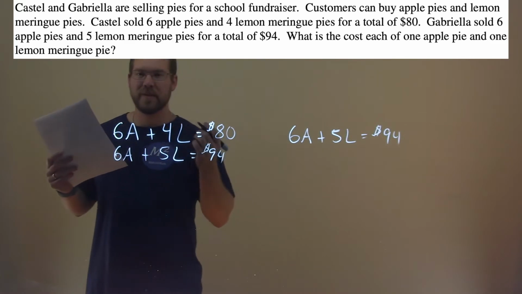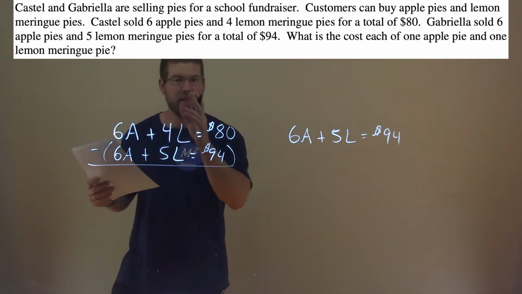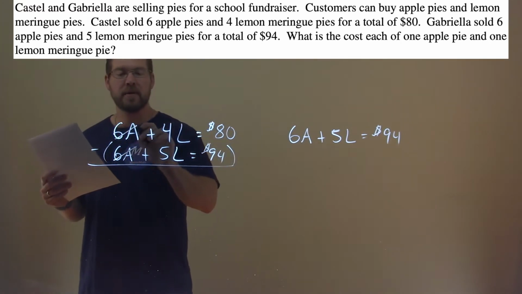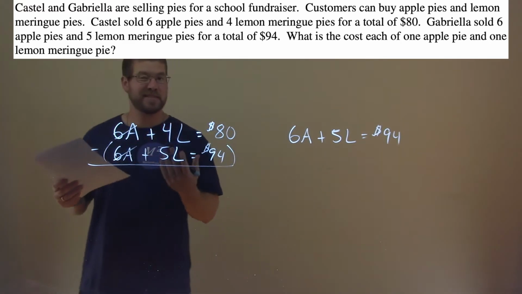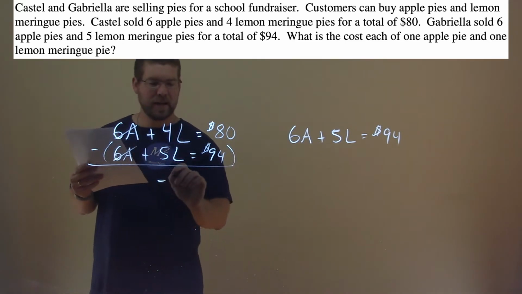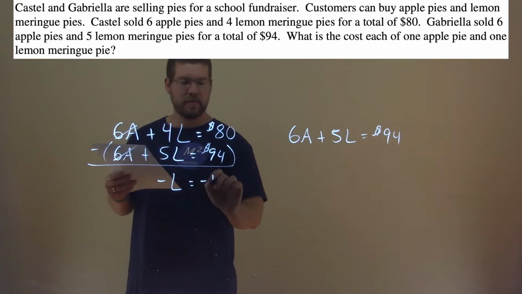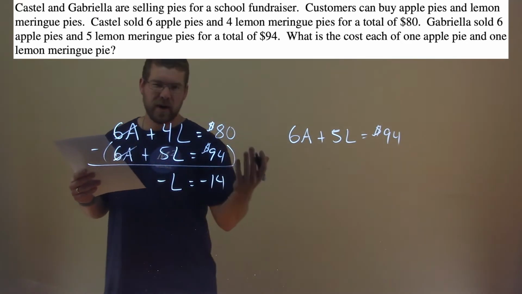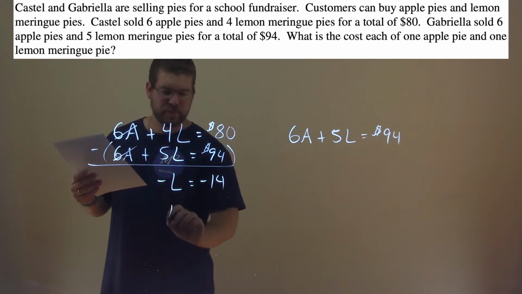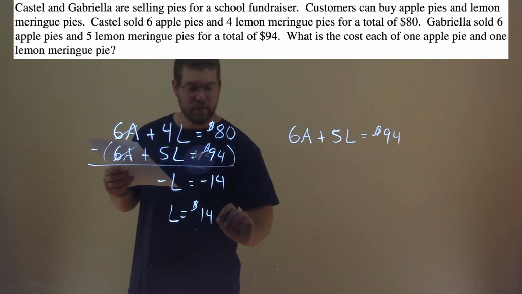One of the methods is elimination. I'm now going to subtract the 2 equations. This eliminates the variable a. 6a minus 6a is 0. So 4l minus 5l is a negative 1l. 80 minus 94 is a negative 14. We'll divide both sides by a negative 1, and l equals a positive 14. In the context of our problem, that's $14, the price of a lemon meringue pie.